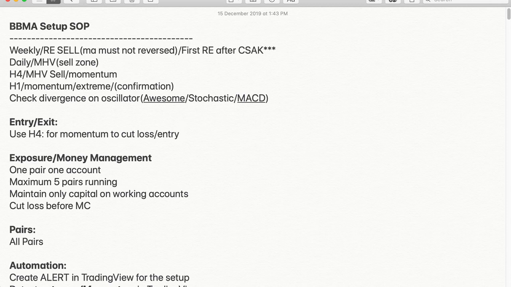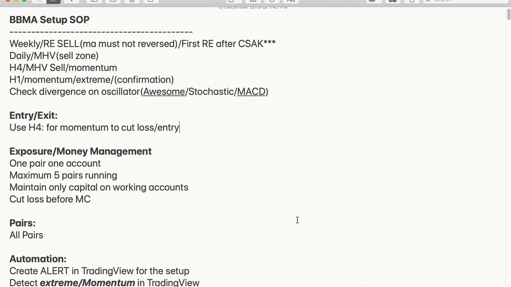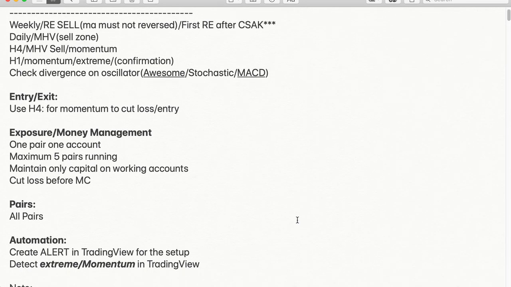We trade all pairs, but we focus on the low volatility pair. We use automation. We create alert in TradingView for our setup. The custom indicator that we have is able to detect extreme and momentum.